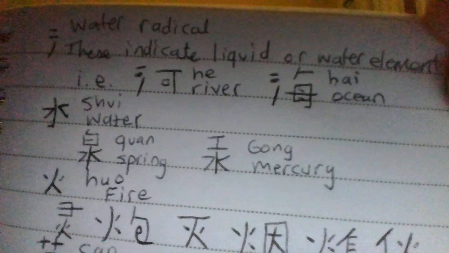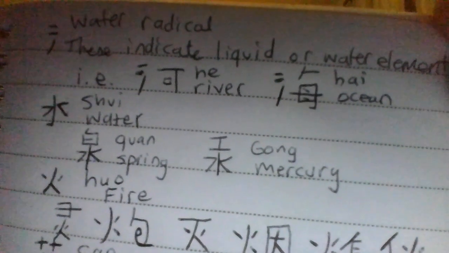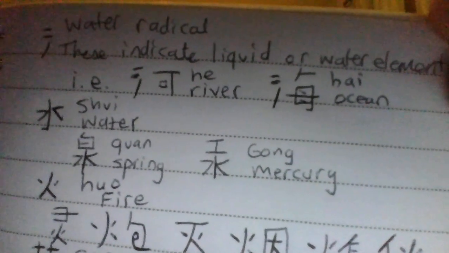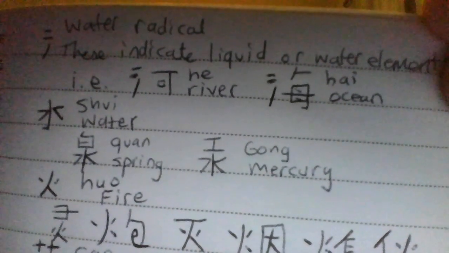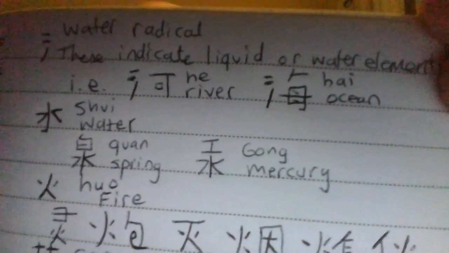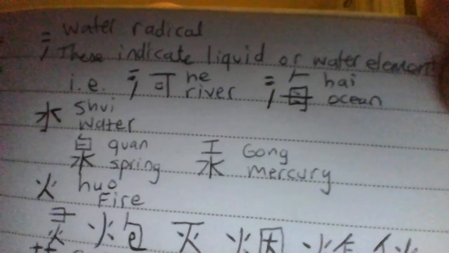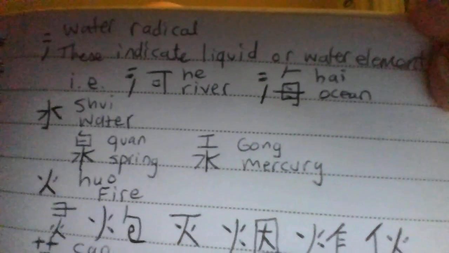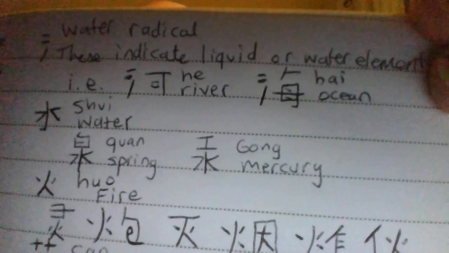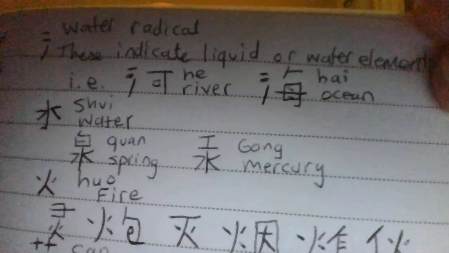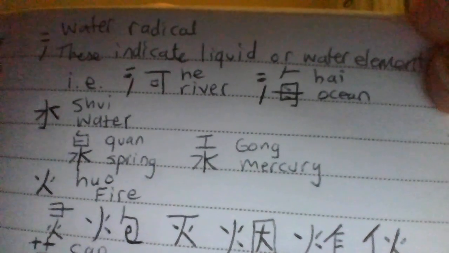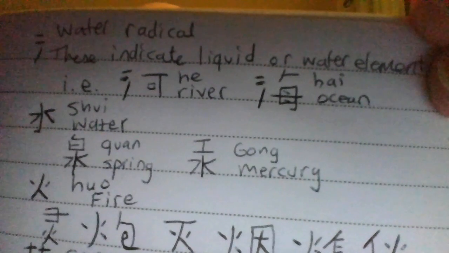Now let's look at the water radical. Standing alone, it means water. That is shui. Shui, give it a try. And then when you put a little box on top of the water, all of a sudden you have spring. And that one is chuen. Chuen, give it a try. One more time.